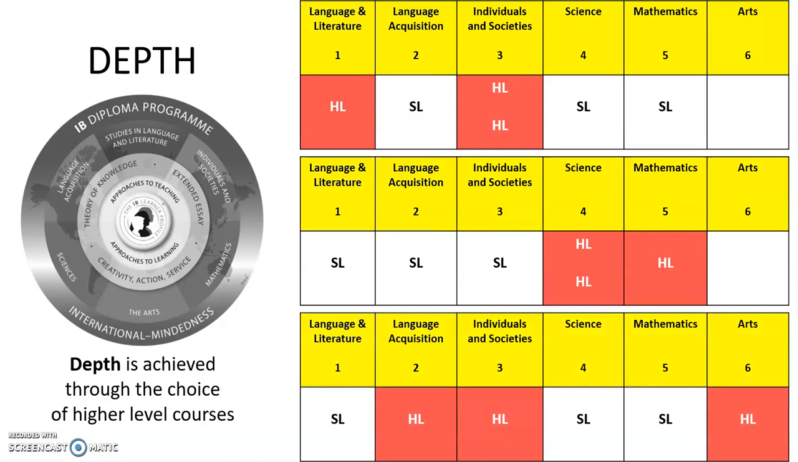Or another option would be, again, in keeping with the last slide, that your 3rd higher level course could come from group 6. So you might choose something like Swahili B at higher level if you're from Kenya, and then maybe higher level geography in group 3, and then maybe higher level theater or music or visual arts in group 6. So there are many different combinations of higher level courses that you could choose.